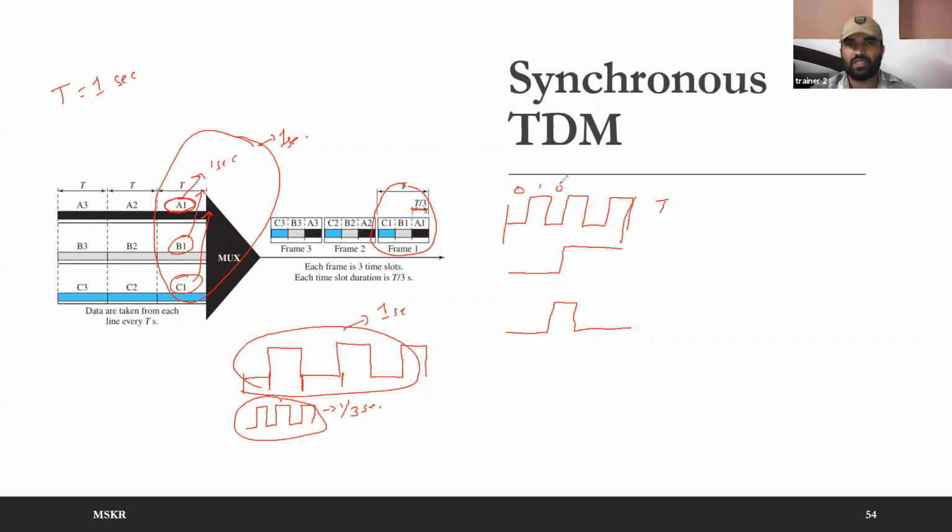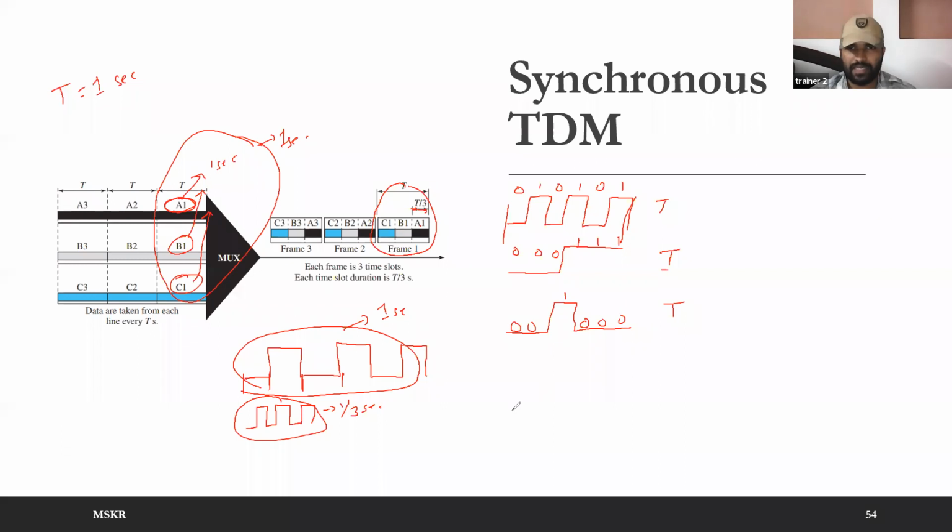This is 0 1 0 1 0 1 0. This is 0 0 0 1 1 1. This is 0 0 1 0 0 0. So they send these signals in the interval t. So what you did is, let's say you are the multiplexer, you combined these signals.